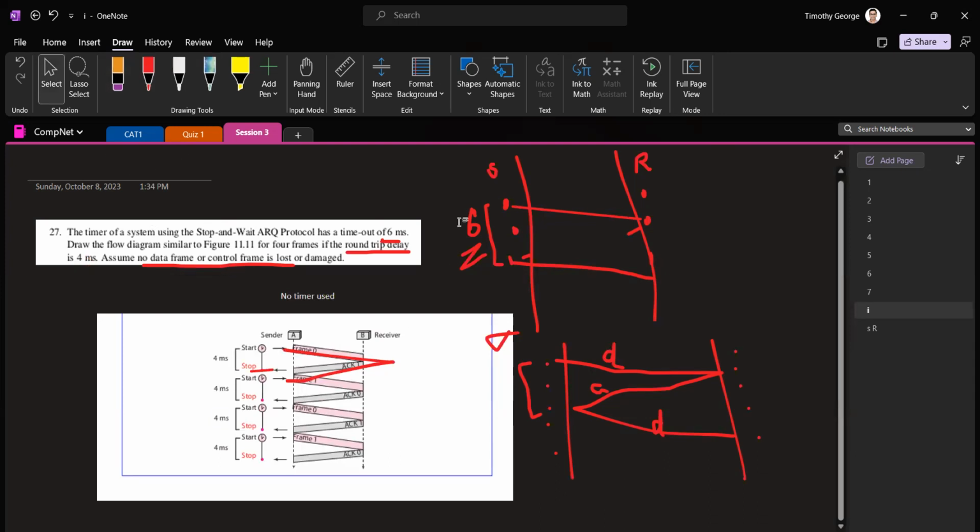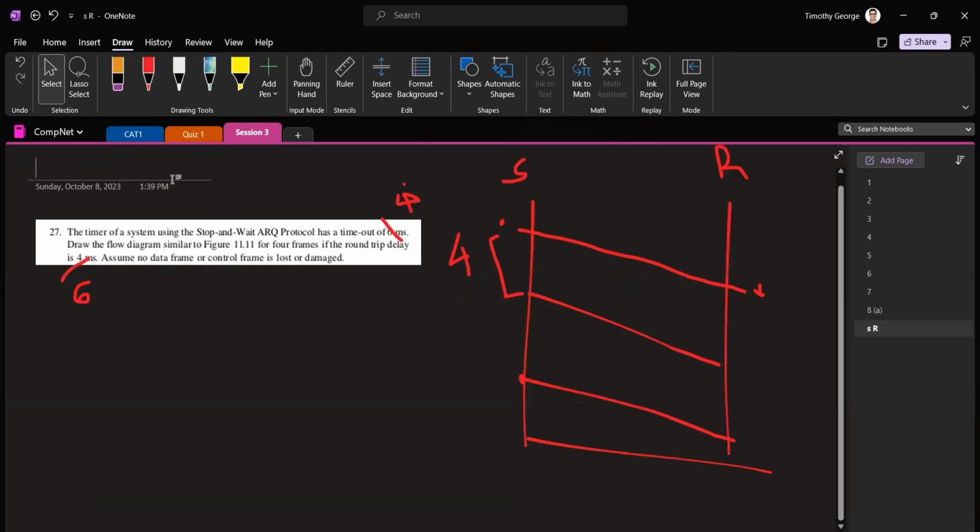To draw a diagram, they might give you 2 nodes or even 3 nodes. 3 nodes means from B it has to be forwarded somewhere to C. And you would draw it mentioning how much time each send will take. Or maybe you could be asked without drawing a diagram. So that is 8A, 8B.